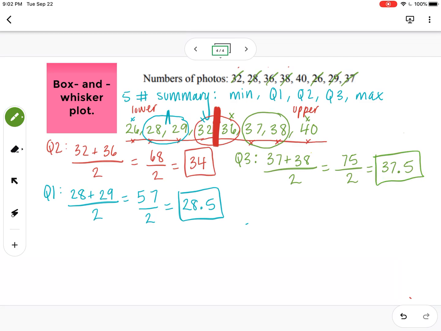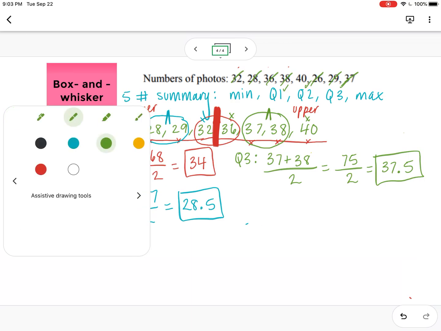All right, let's ask ourselves if that makes sense logically. Does it make sense that 37.5 is in between 37 and 38? Yes, it does. So we should be good to go. And right now we can check off what we have in our 5-number summary. We have quartile 1, quartile 2, quartile 3, and we need the minimum and the maximum values. Should be very easy to find.